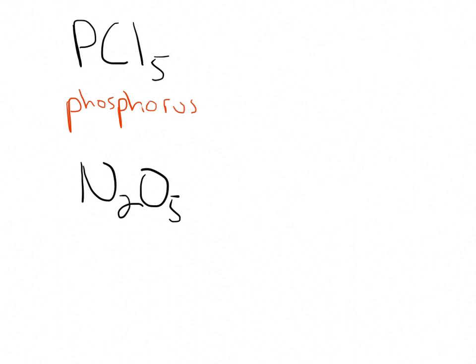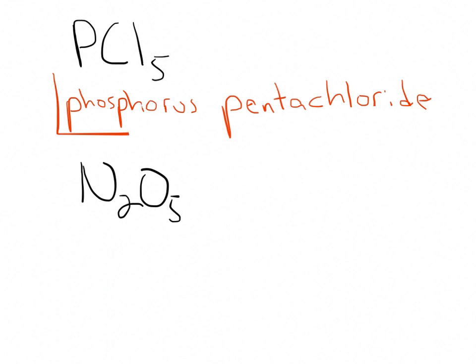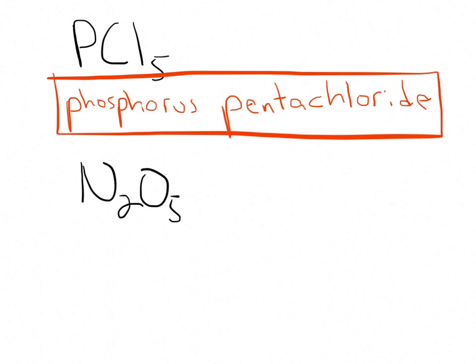So phosphorus. Second element, chlorine. The second element always gets a prefix. There's 5, so we look at the prefix list, and that is penta. And then we give the ide ending, so pentachloride. So phosphorus pentachloride. And now let's take a look here.